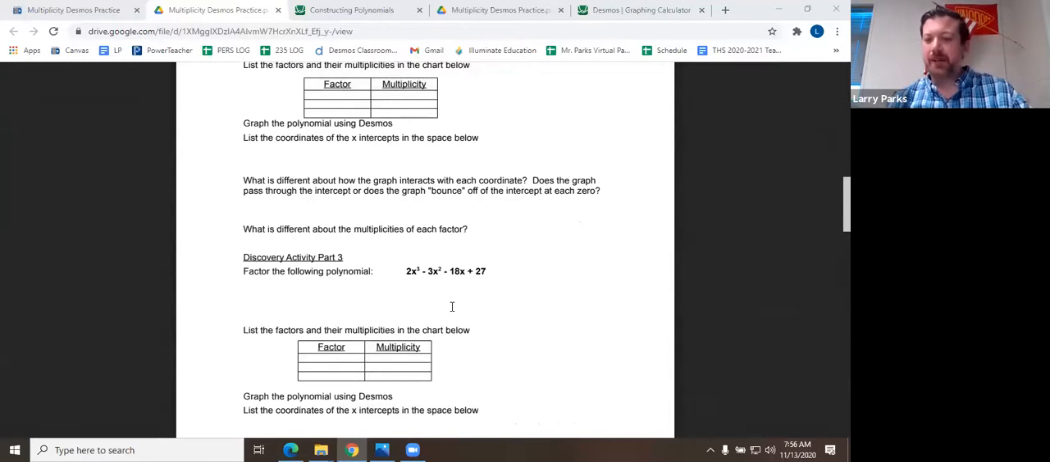But other than that, that is multiplicity for you. It just means that the zero happens more than once. That's all it means. So multiplicity could be any number. Multiplicity will never be negative. Okay, it'll never happen a negative amount of times, so be careful with that. Multiplicity is always positive.